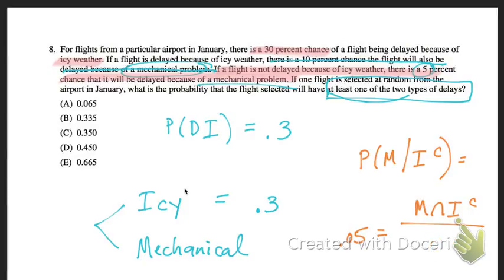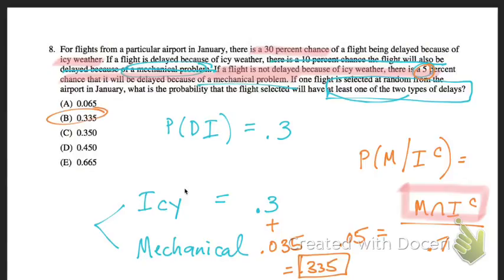We also know icy complement is what? It tells me in the problem. What's the probability of it not being icy? Not 0.3, but 0.7. When you take 0.7 times 0.05, you get this number right here, which ends up being 0.035. When you add these two together, you get 0.335. This was one of the hardest ones I've seen. If you're struggling to even begin it, my suggestion would be skip it and then maybe try to work it at the end, but don't spend a lot of time on something like this.